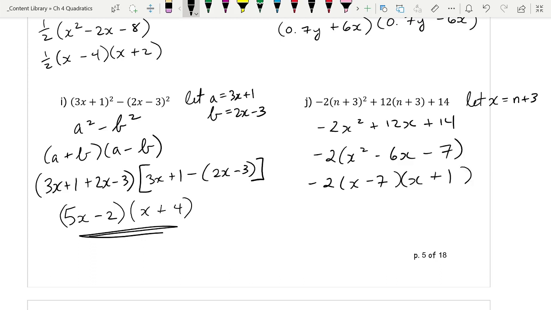And then I'm going to say, oh yeah, but the question isn't about x, it's about n. So put back the n plus 3's, and you'd get n plus 3 minus 7, and n plus 3 plus 1. And there we have it. That's the grade 11 level of factoring. Notice it's the same stuff you did in 10, just a little more complicated.